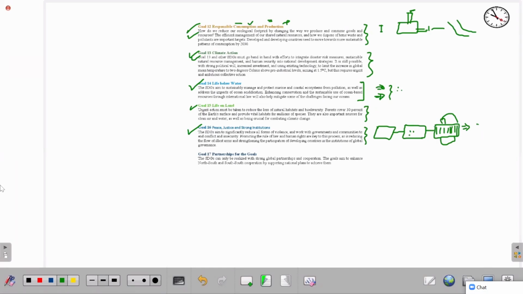The last item or goal is partnership for goals. So this is the coordinating one. For achieving all 16 goals, partnership between national and international organizations are necessary to make the world free of all capability deprivation. Okay, so this ends the SDG goals, as well as this ends chapter number 8. Okay, so our chapter ends here.